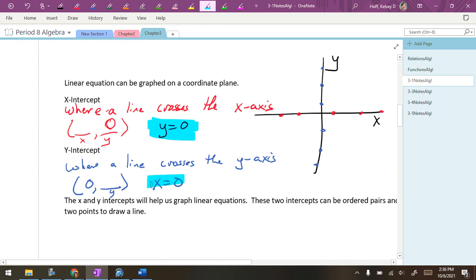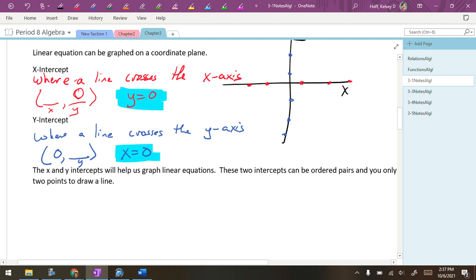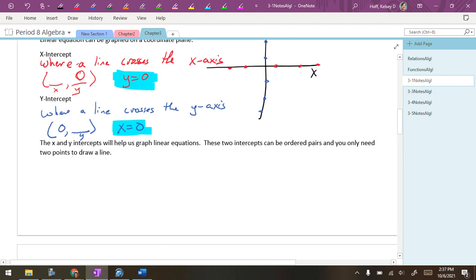And this, truthfully, is the biggest piece right here. The opposite coordinate is always 0. X-intercept, y is 0. Y-intercept, x is 0. The opposite is 0. The x and y intercepts will help us graph linear equations. These two intercepts can be written as ordered pairs, and you only technically need 2 points to draw a line. Part of the reason I love to do this on ALEKS is because we don't need a bunch of rulers and we don't need a bunch of graph paper because ALEKS helps us graph, yes? It's really slick for that purpose.